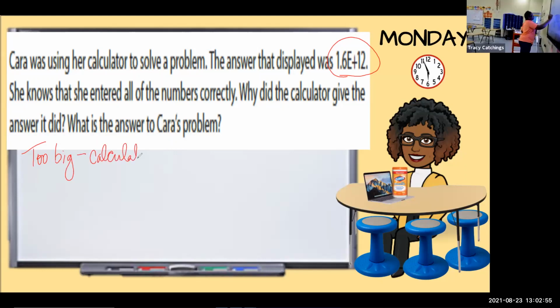And just remember, a calculator screen only shows about 9 to 10 numbers. So when we get those large exponents, 10 and above, they're going to have to cut that off and just put the E with it. They then asked her, what is the answer to her problem? So how else can we rewrite what that calculator gave her?